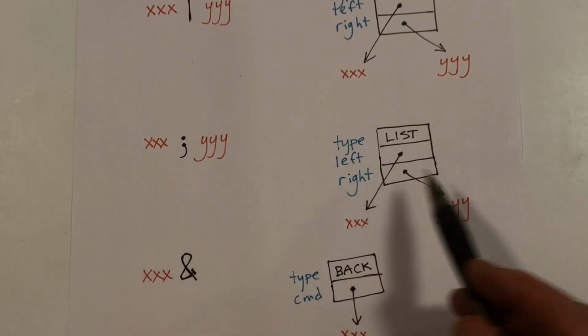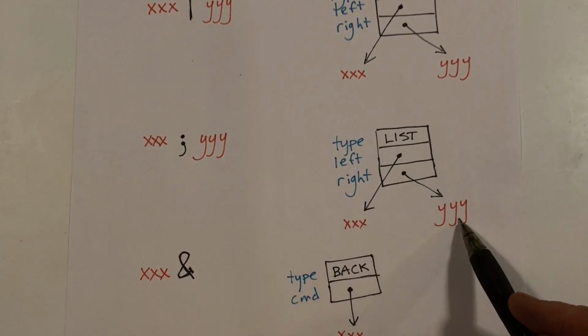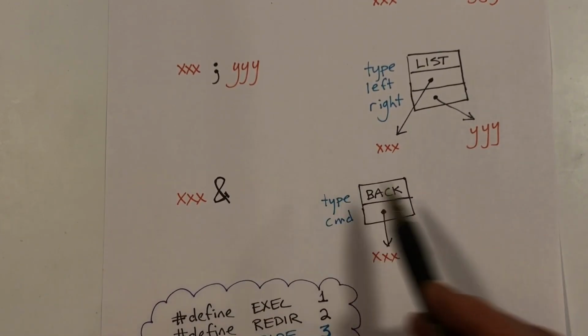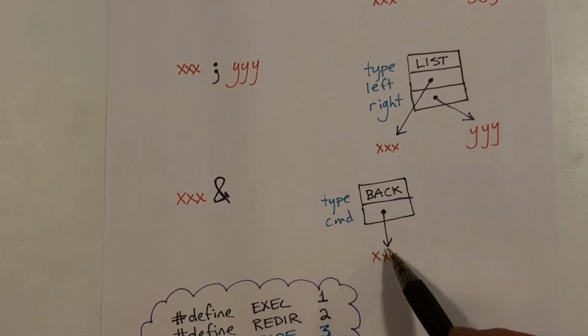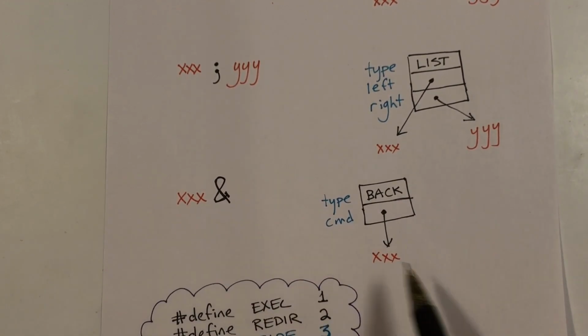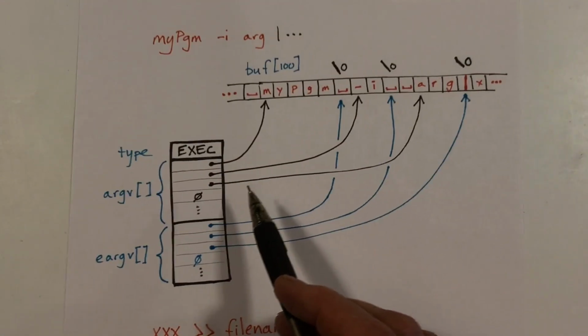For sequencing, you have a similar node called a list node with pointers to the left and right subtrees. For background operations, you've got a background node with a pointer to whatever is to be executed in the background, typically just a simple exec node. Now let's take a look at the exec node.